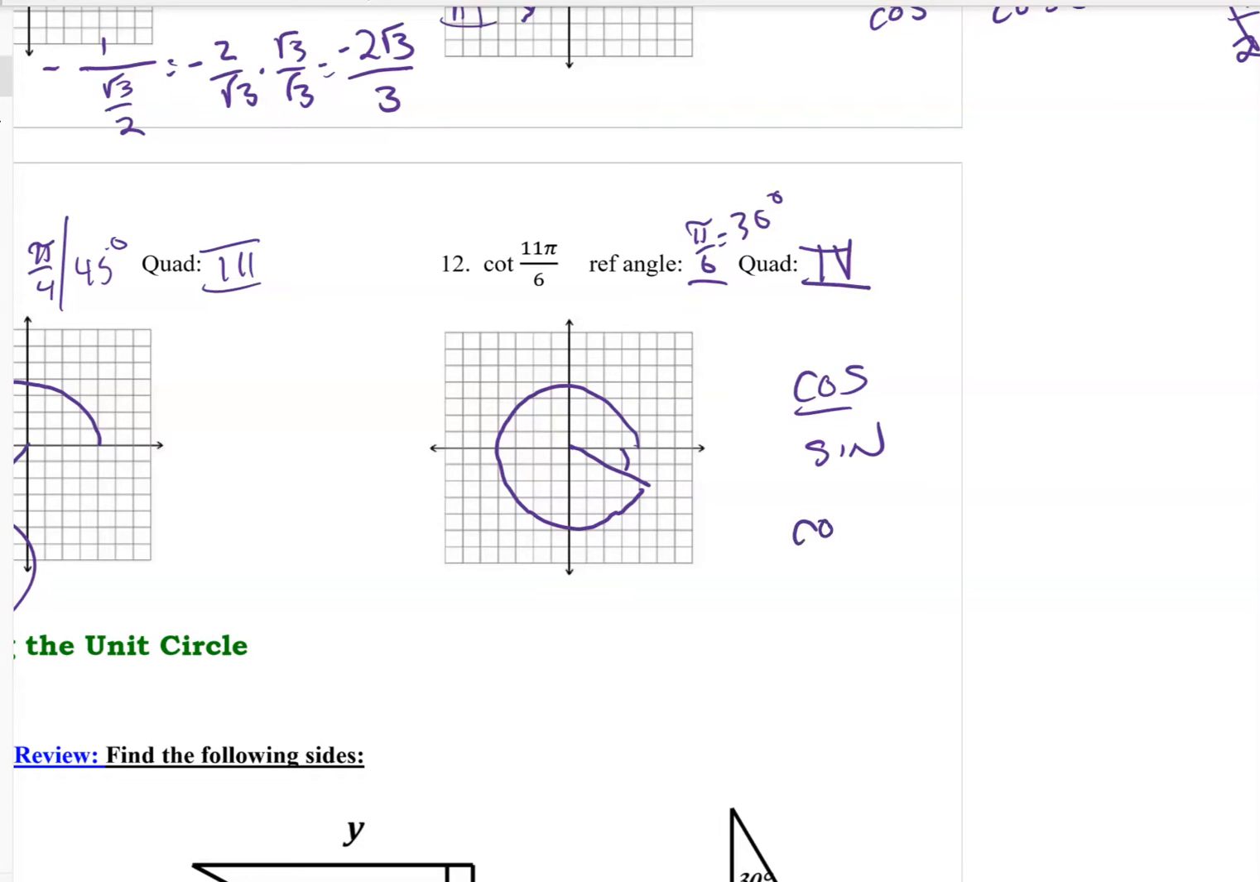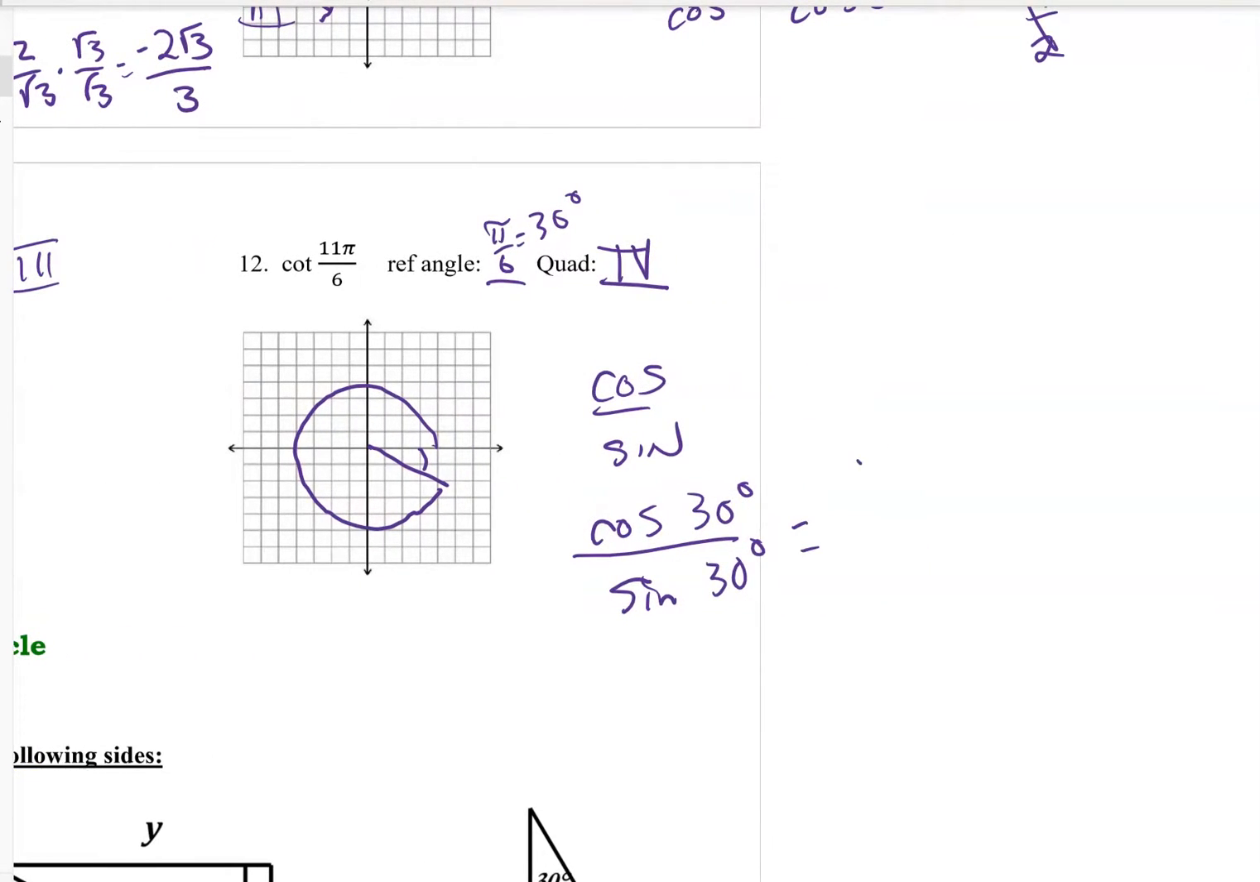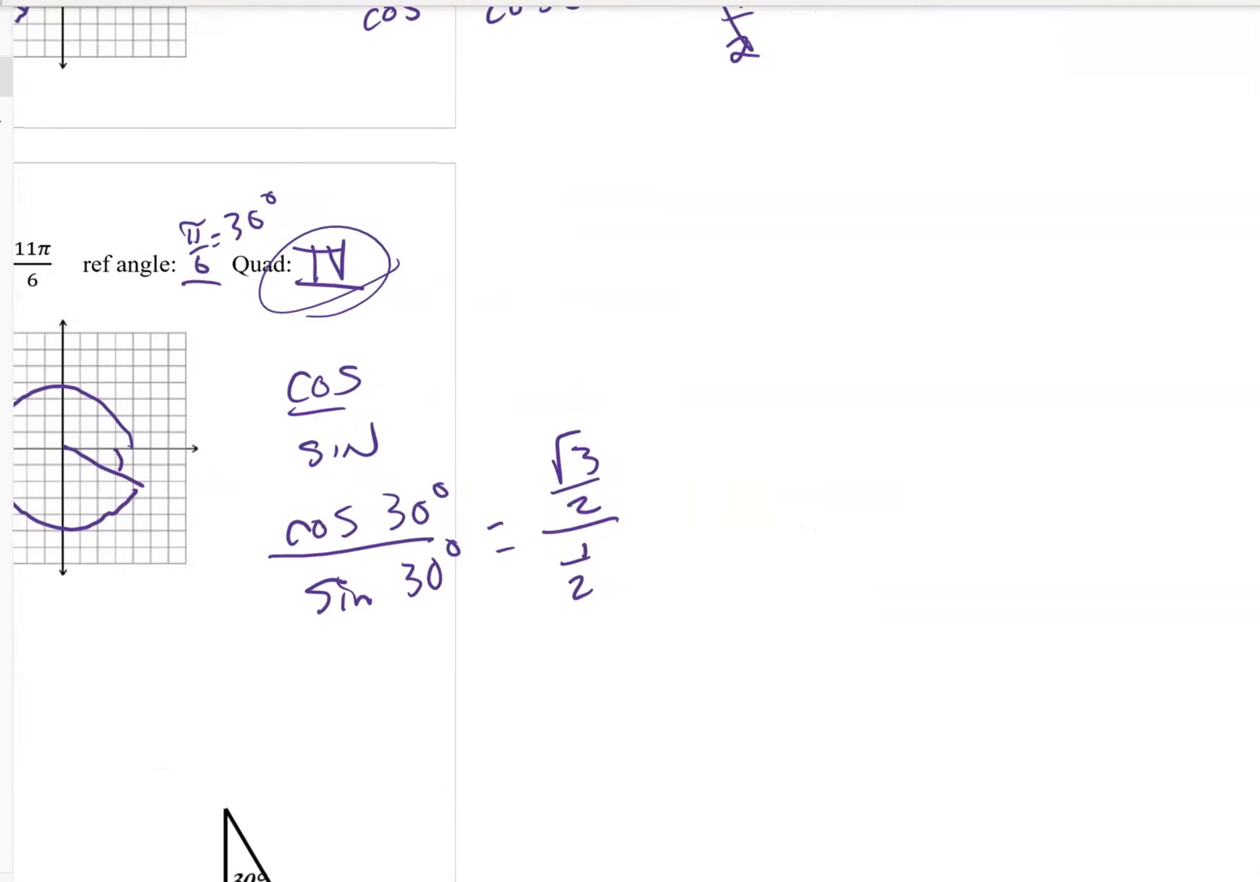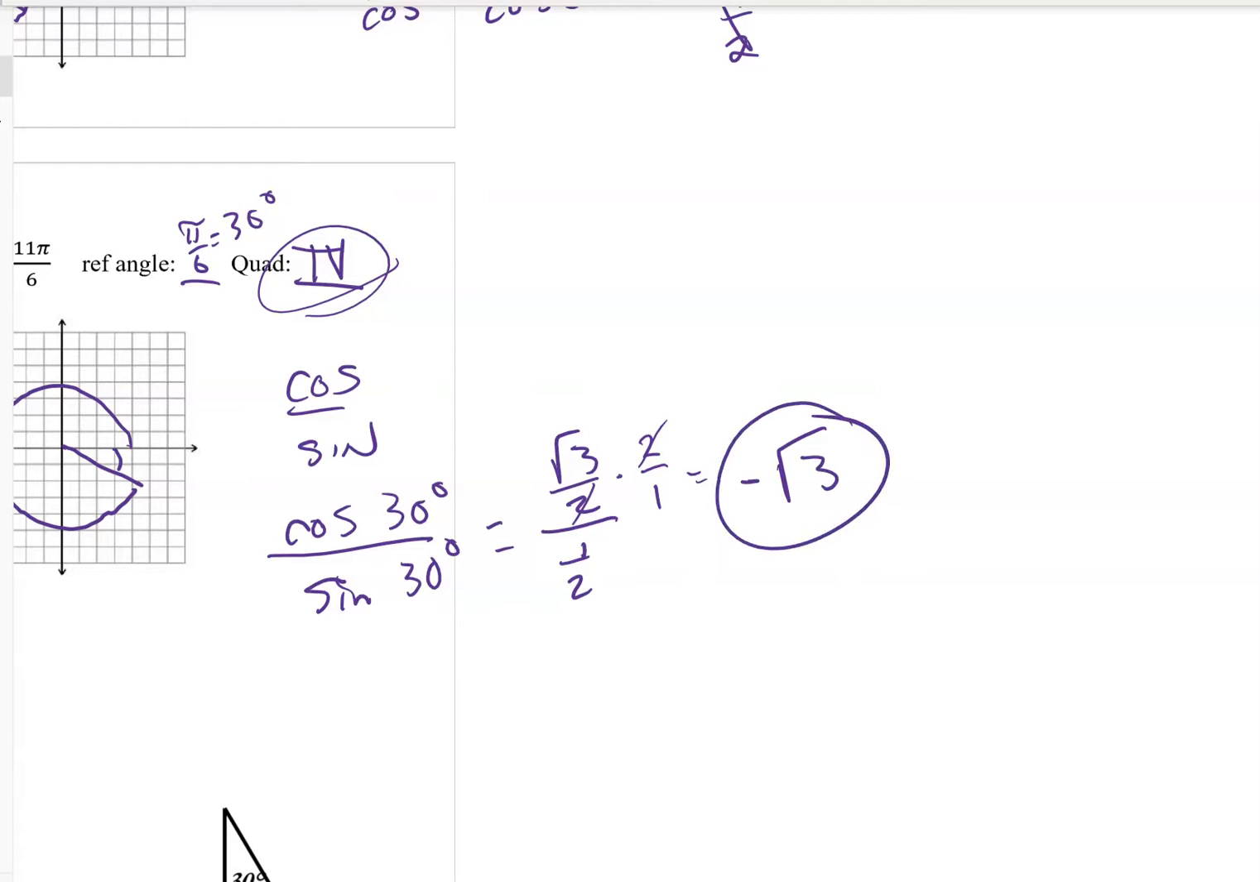So cosine of 30 degrees divided by sine of 30 degrees. This is going to give us the square root of 3 over 2 divided by 1/2. And our answer will be negative. So square root of 3 over 2 divided by 1/2 means we multiply by 2. So we get the square root of 3, and it's negative in quadrant 4.